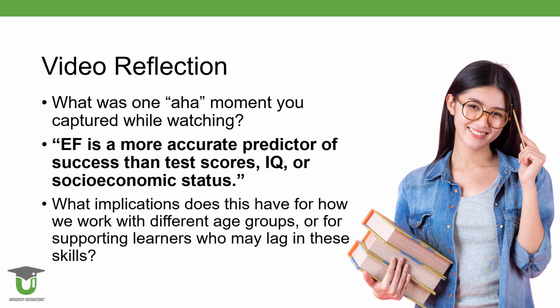Based on the video, what was one aha moment you captured while watching? Mine was EF is a more accurate predictor of success than test scores, IQ, or socioeconomic status. Wow, this really highlights why it's imperative that we teach and model EF skills for all students, especially since we have learned that executive function skills develop over time and are not fully automatic. So what implications does this have for how we work with different age groups or for supporting learners who may lag in these skills? Pause the video to write down your answers.